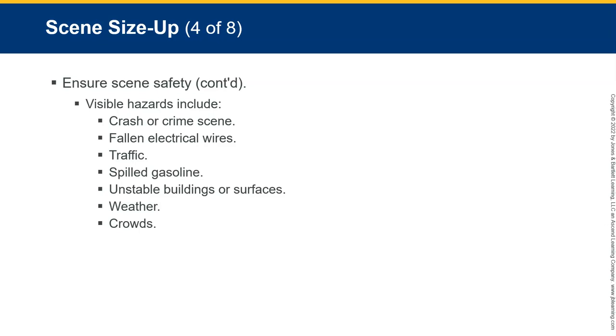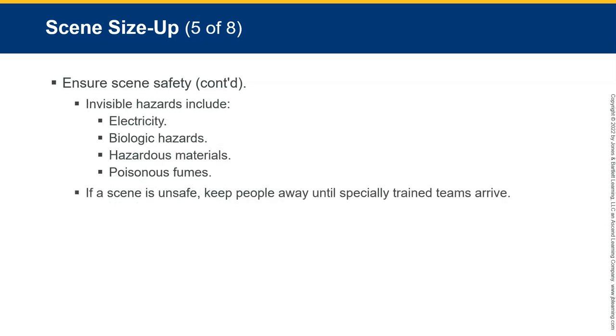So hazards can be visible or, obviously, invisible. We may not see gases, but we're certainly going to breathe them in. We may not see a lot of things, or maybe we do see something and it's not a potential hazard, but they can be visible and invisible. Visible, we have some listed here: scene of a crash, fallen electrical wires, traffic, spilled gas, unstable buildings, all of those things that you see listed. Invisible: electricity, hazardous materials, poisonous flames.